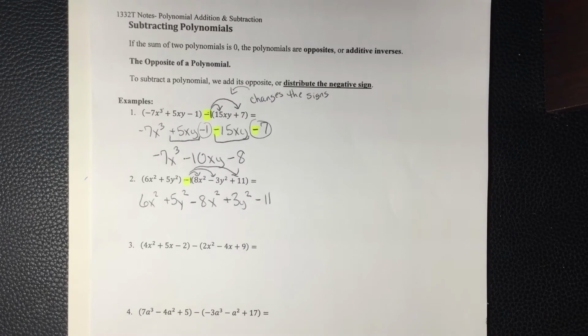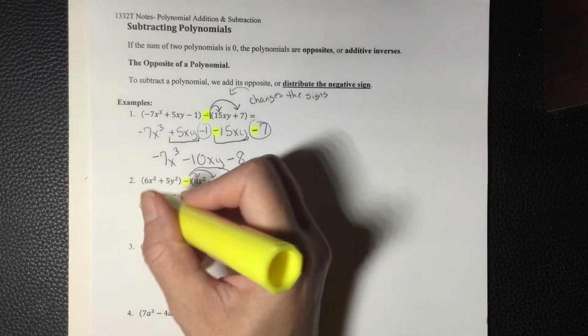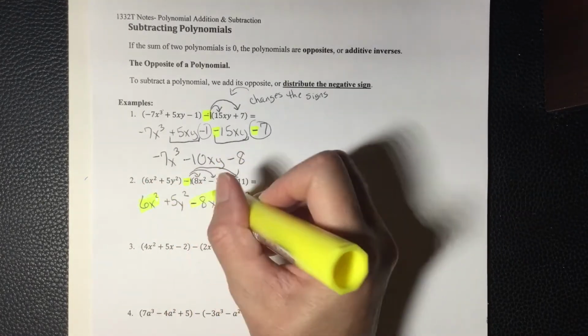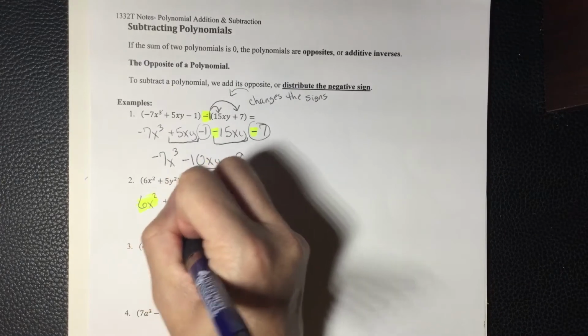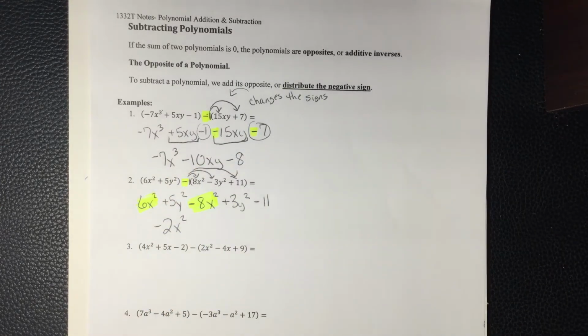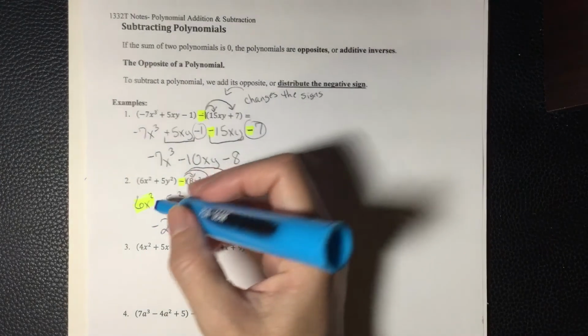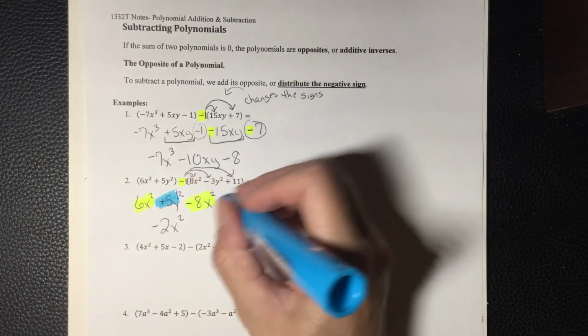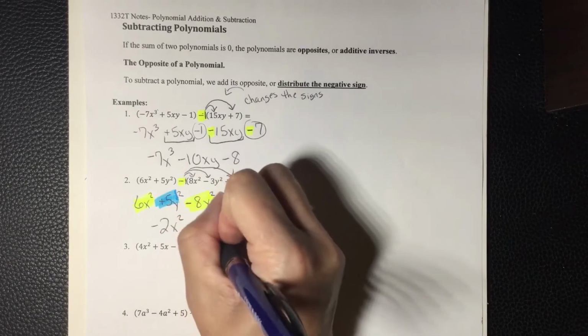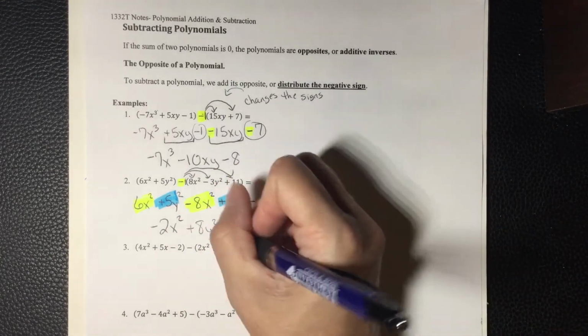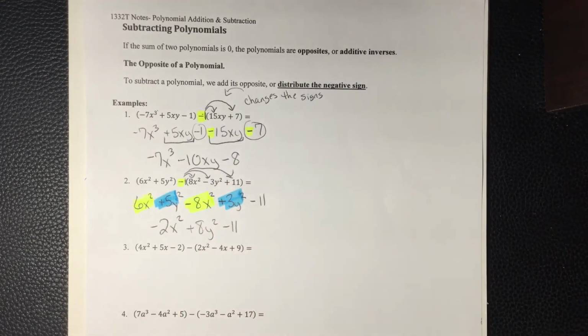All right, so now I'm back to combining similar terms. So I'm noticing an x squared and an x squared. So 6 minus 8 is -2. So -2x squared. And then I move over and I see some y squareds. So a +5 and a +3. That's going to give me a +8y squared. And then this -11 is by itself, so I'm just going to bring it down.